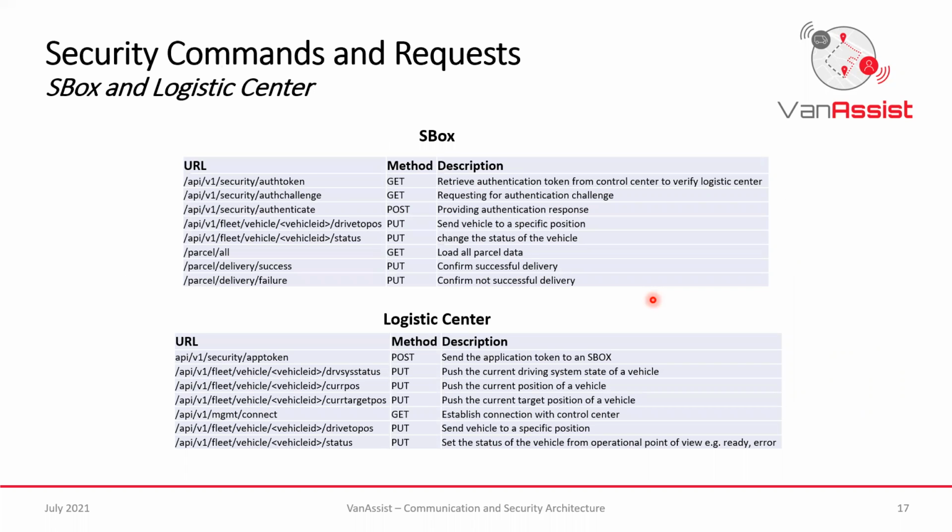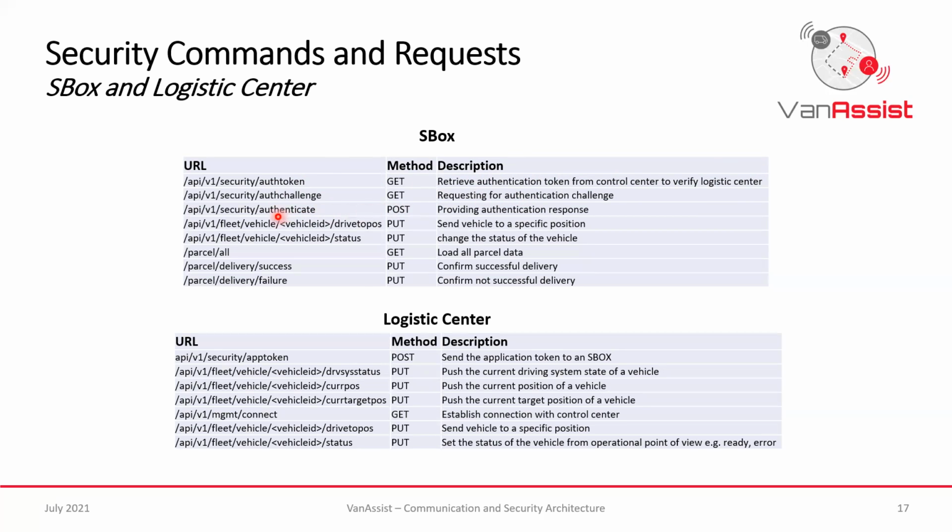So here in this slide, you can see the requests that are generated by every entity, which we name the security commands and requests. From the SBox side, we have a get method called auth token. With this method, the SBox retrieves the authentication token from control center to verify the backend system and the logistics center. Then we have get auth challenge. With this method, the SBox requests for authentication challenge.